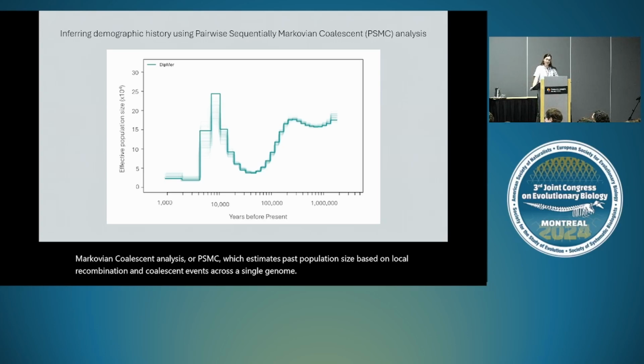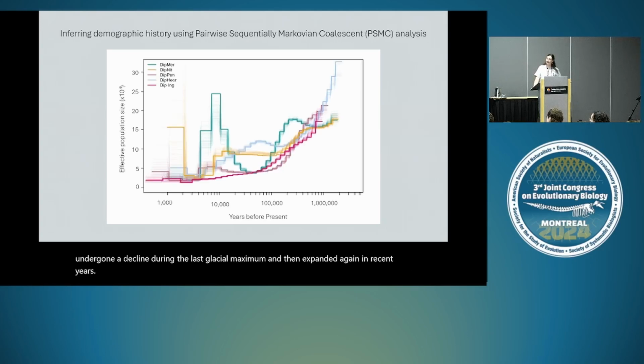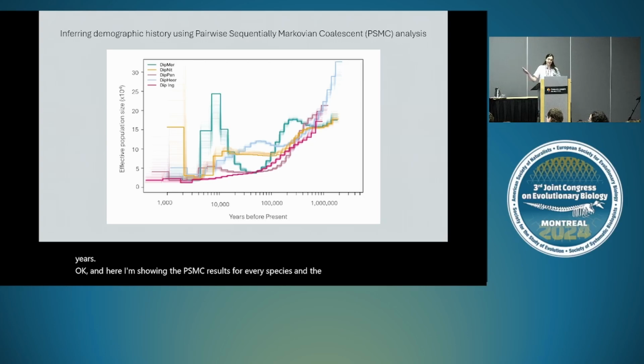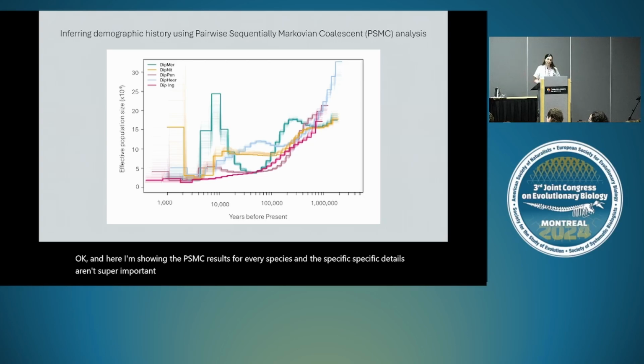Here I'm showing the PSMC results for Dipodomys merriami, the widespread species. PSMC is known to be less reliable for modern timescales, so we tend to take the first few time bins with a grain of salt. But looking past that, you can see that merriami appears to have undergone a decline during the last glacial maximum and then expanded again in recent years. And here I'm showing the PSMC results for every species. The specific details aren't super important here, but there is quite a bit of variation.